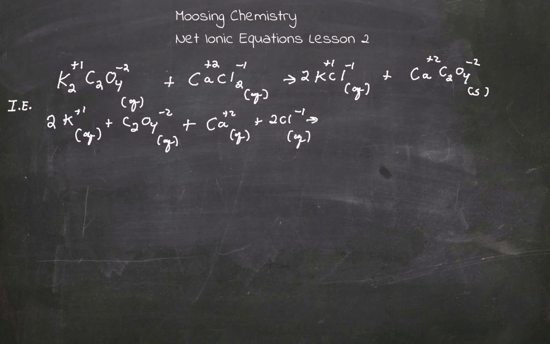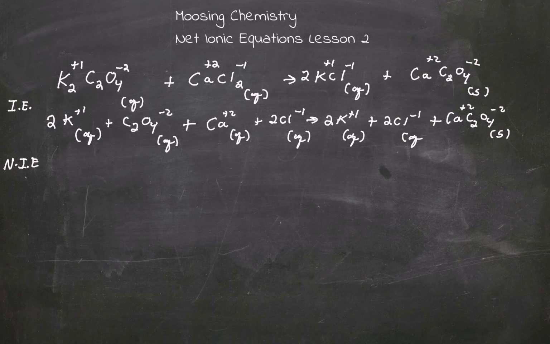This is going to yield 2K+ (aq) plus 2Cl- (aq) plus CaC2O4, and that's a solid, so we can't break that one apart. It's just going to have to be together. Now, we're going to do something called the net ionic equation.